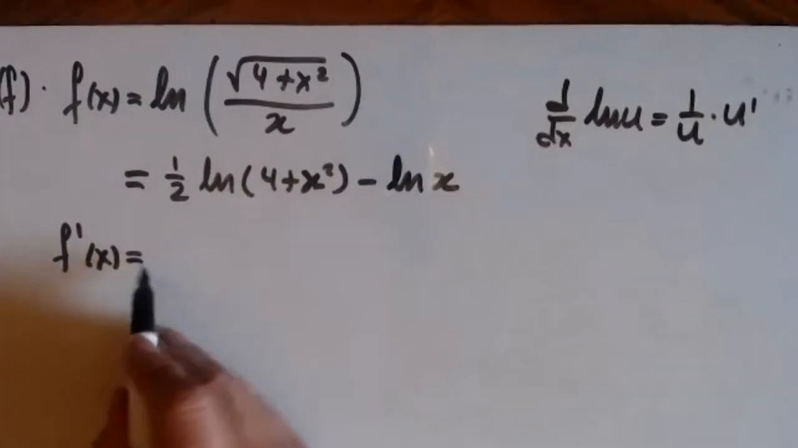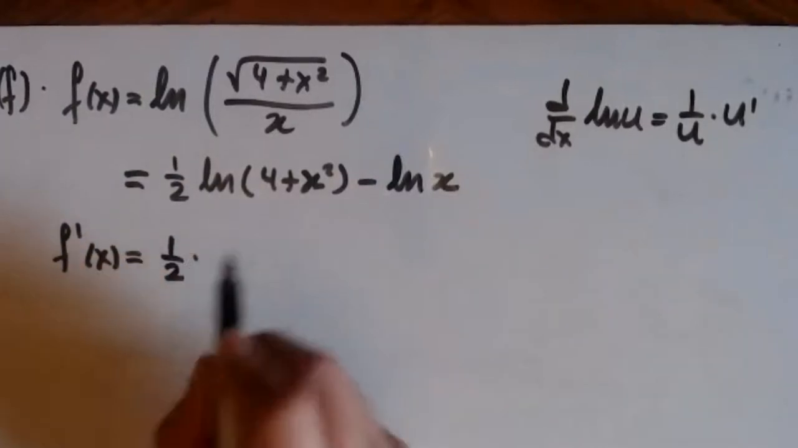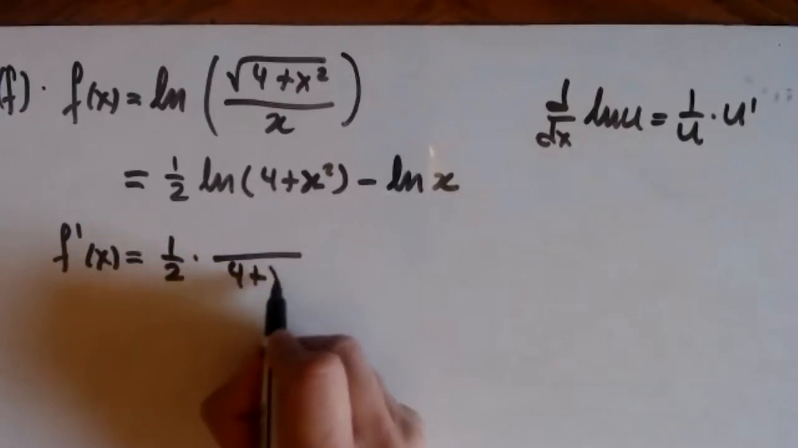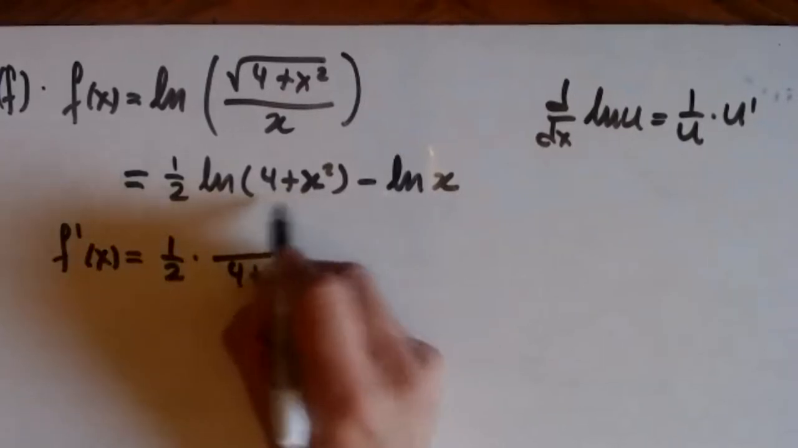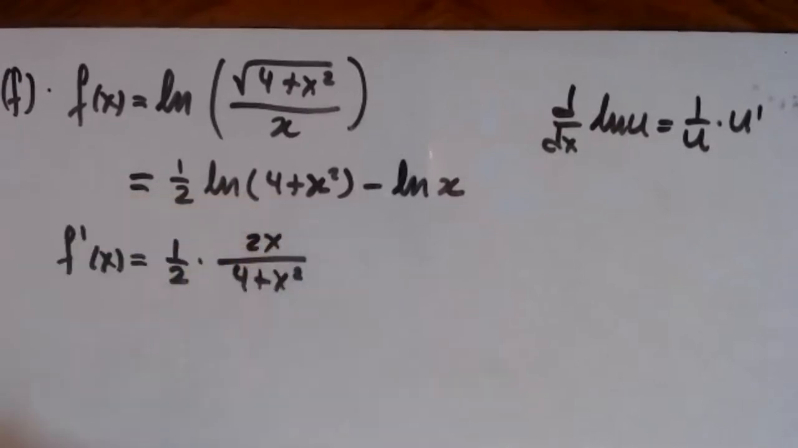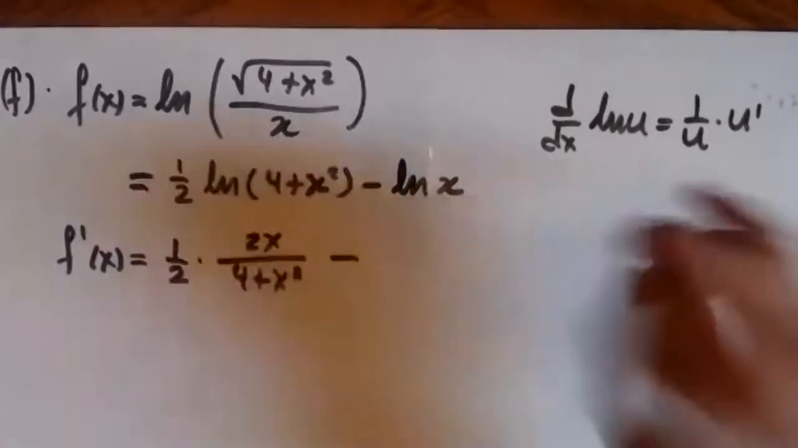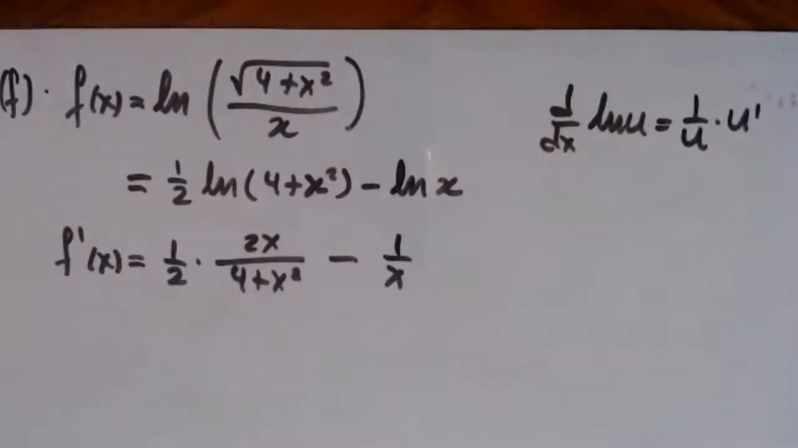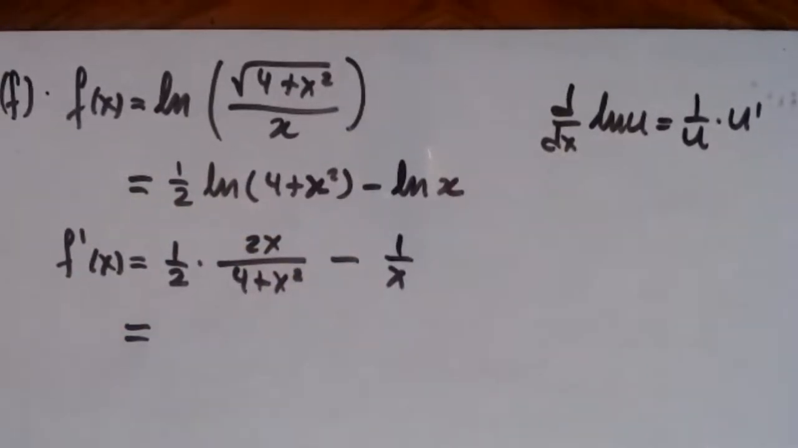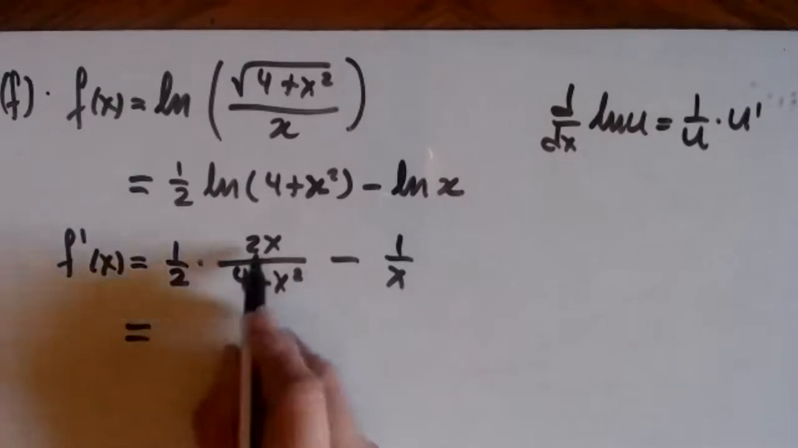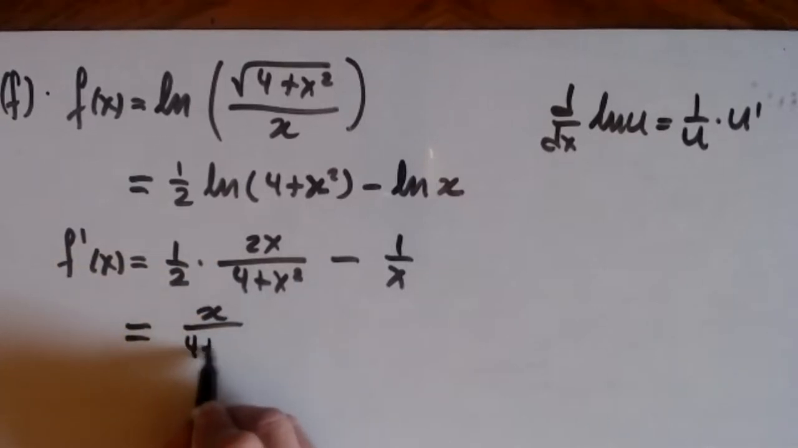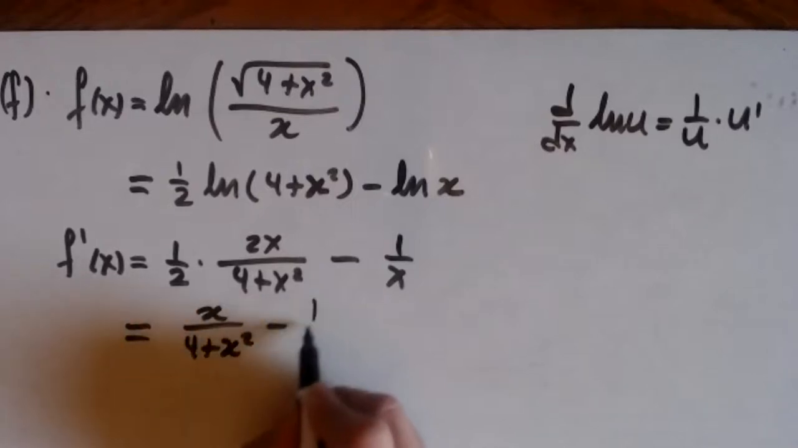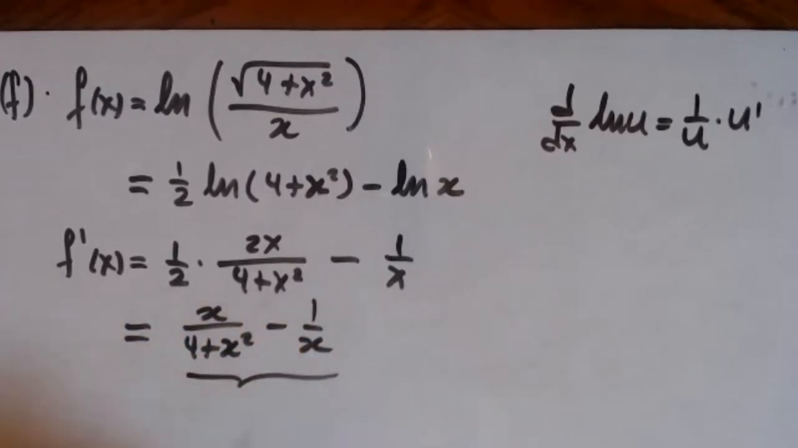So I'm going to have 1/2 times the reciprocal, 4 plus x squared, times the derivative of 4 plus x squared, 2x. Minus this, well, it's the same thing, so it's 1 over x times 1. Okay, simplifying a little bit, these two cancel out: x over 4 plus x squared minus 1 over x. Now, you don't have to compress this thing. This is correct. Okay, not a big deal.